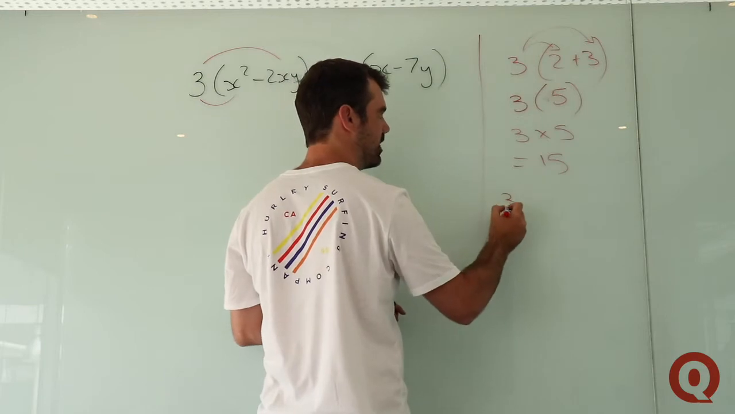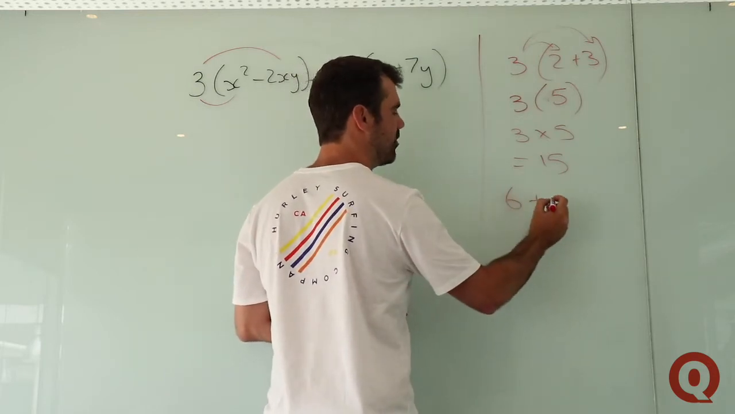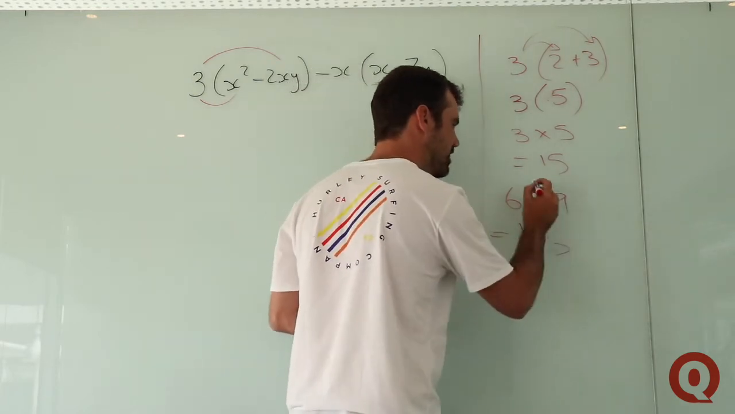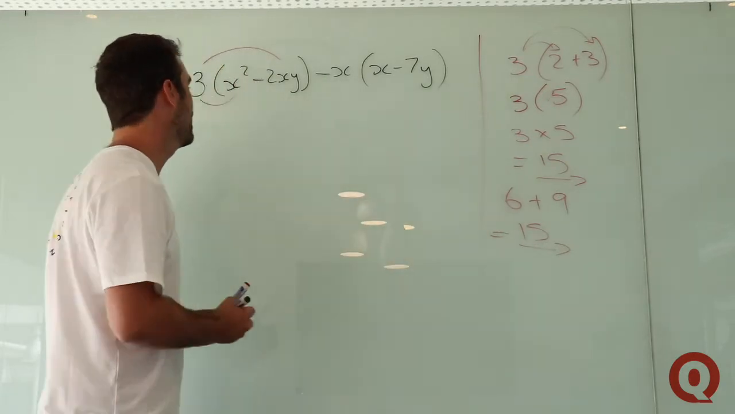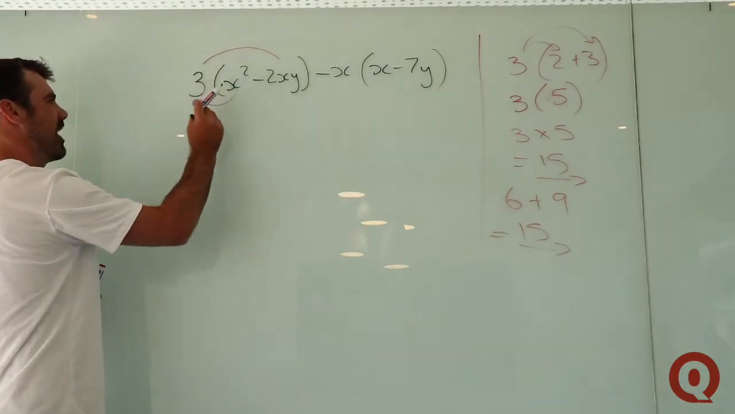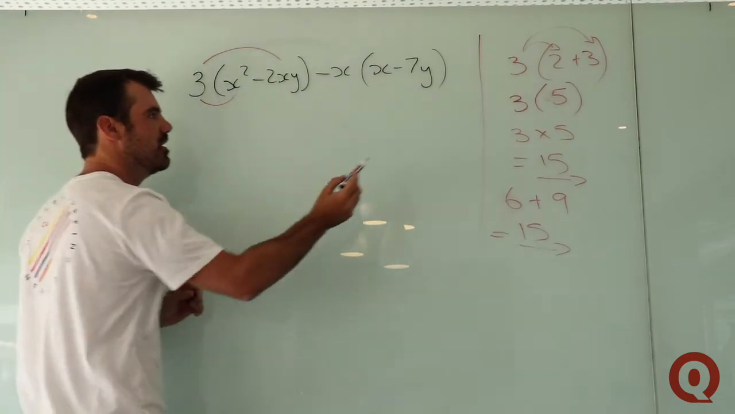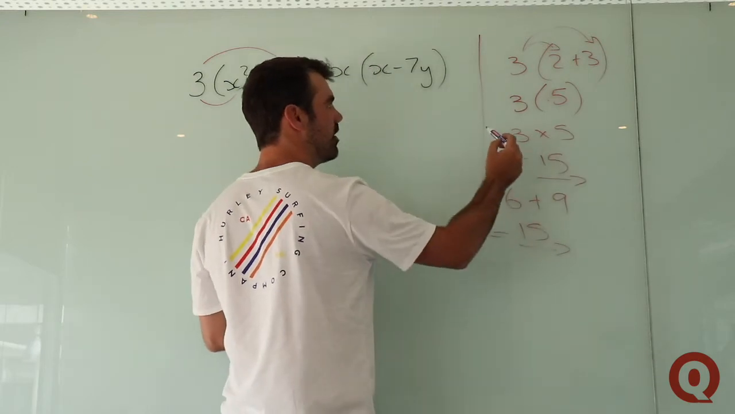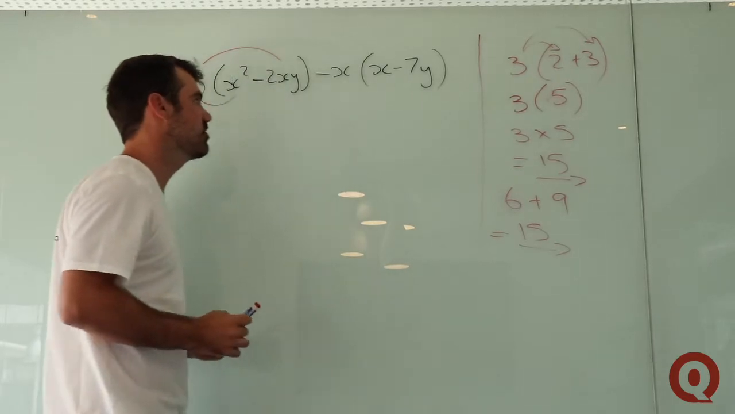Now, if I multiply the 3 by my first term and the 3 by my second term, what do we get? 3 times 2 is 6, plus 3 times 3, which is 9. And what is 6 plus 9? 15. I know this sounds very easy, but what it's trying to teach you is that if I multiply what's outside my bracket by each individual term, I'm going to get the same answer. So don't stress about that.